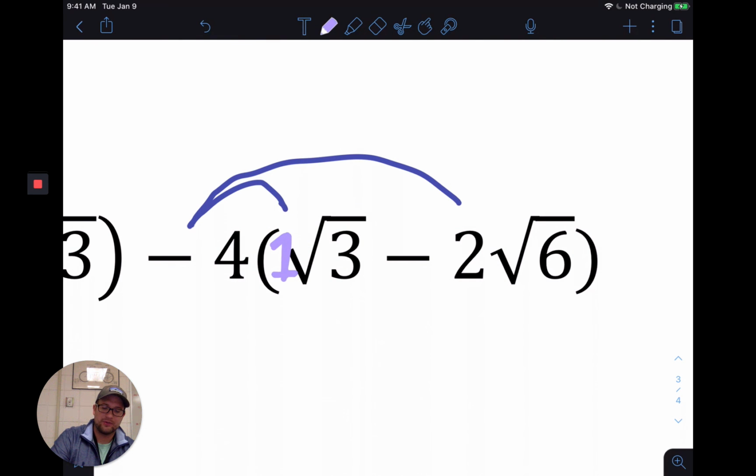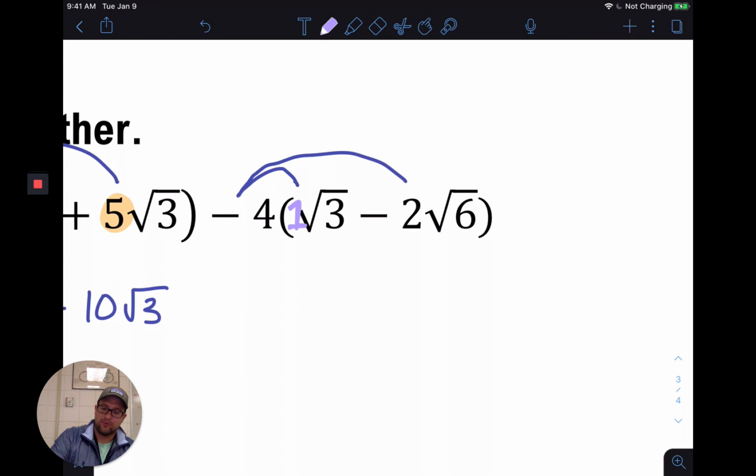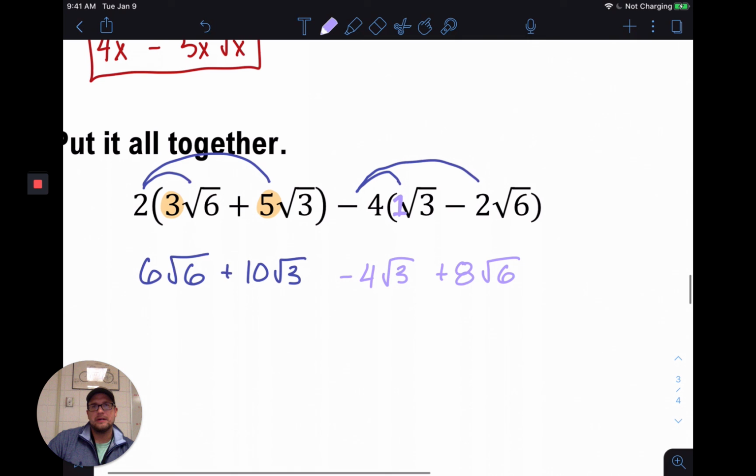So we can replace it with just a 1 if that's easier for us to think about. So negative 4 times 1 would be a minus 4, and then the square root of 3 still stays and gets tacked on there. And then negative 4 times a negative 2 would be a positive 8, and the square root of 6 will stay there unchanged. From here, we need to combine like terms.